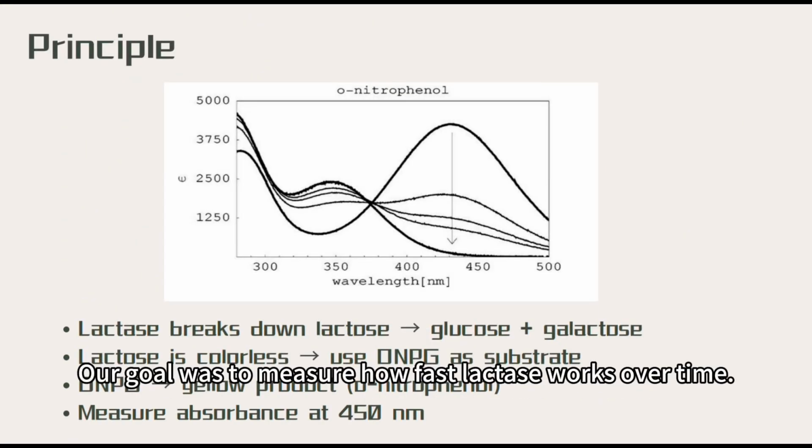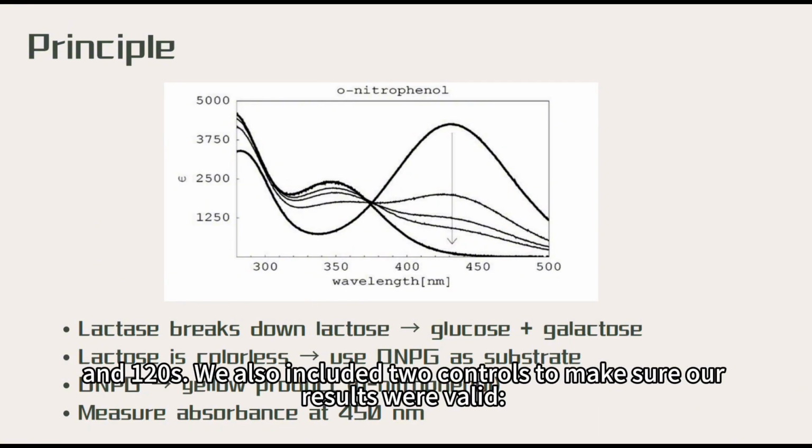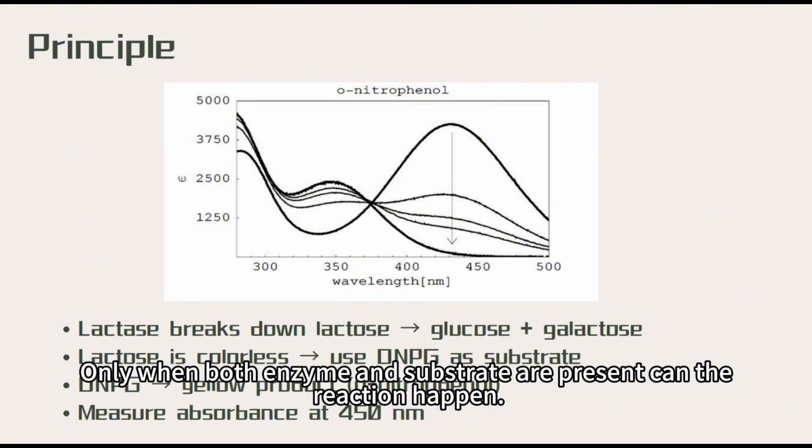Our goal was to measure how fast lactase works over time. We set up reactions and stopped them at 30 seconds, 60 seconds, 90 seconds, and 120 seconds. We also included two controls to make sure our results were valid. Control A had no enzyme, and Control B had no substrate. Only when both enzyme and substrate are present can the reaction happen.